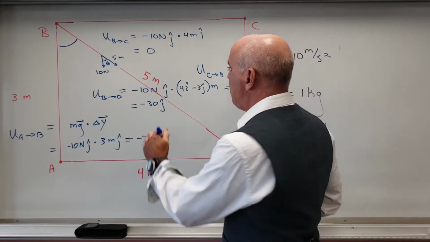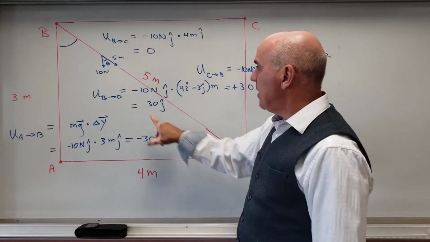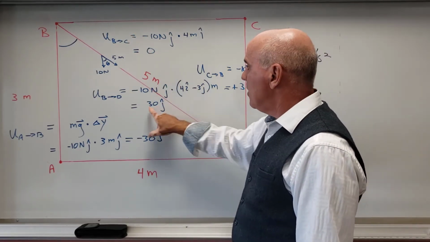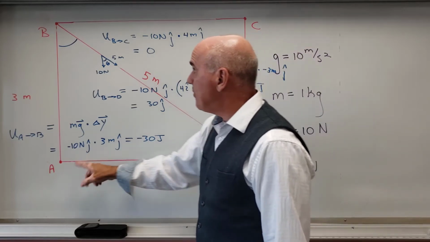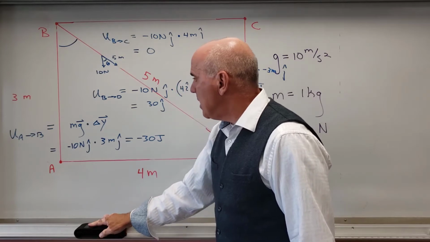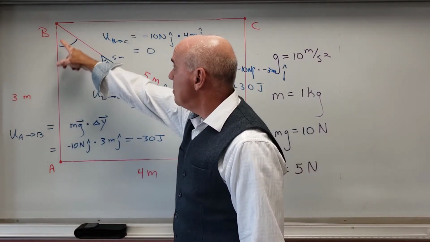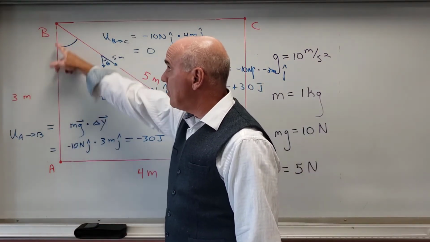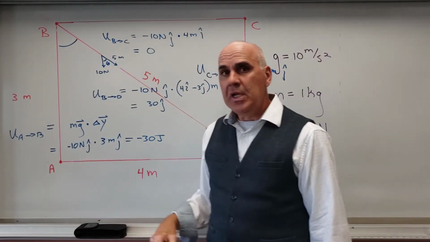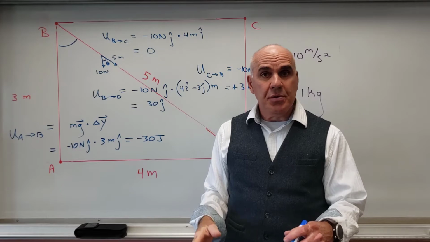30 joules. And this should be positive, not negative, right? That should be positive because the displacement is down, the force is down. So 30 joules. So if I go from A to B to D to A, I'm going to get 30 joules, negative 30 joules, positive 30 joules, and 0 joules. And so I end up with 0 joules.